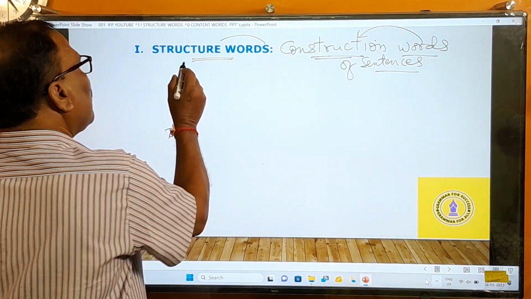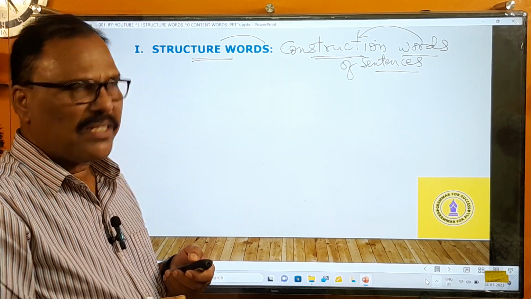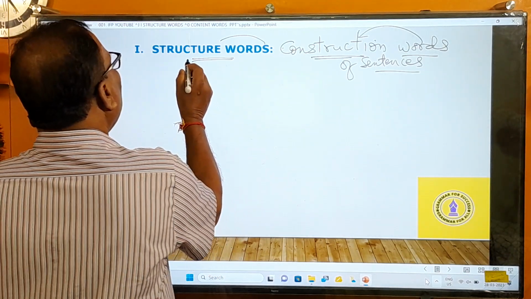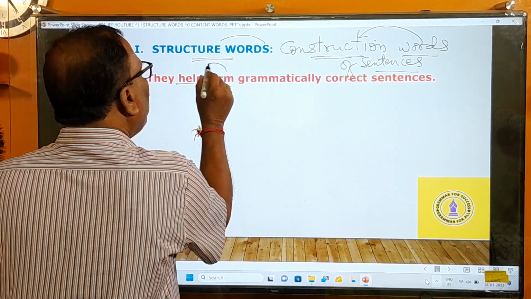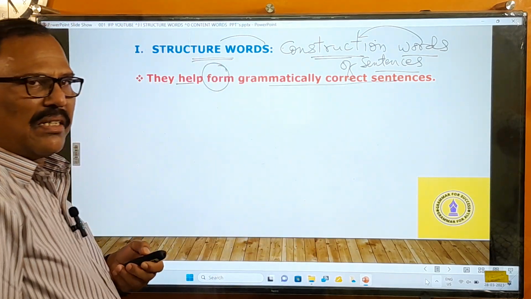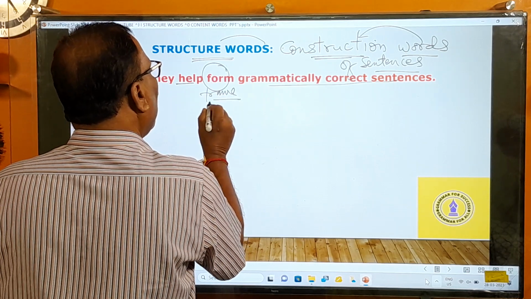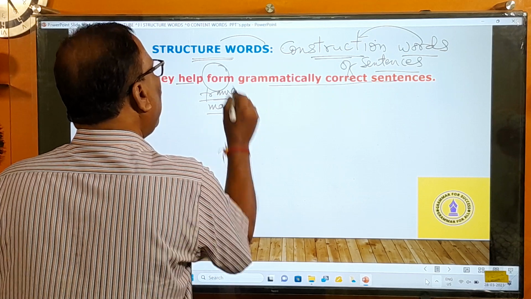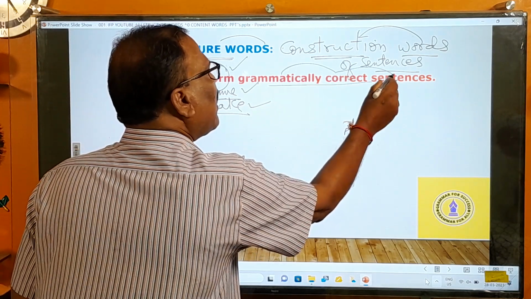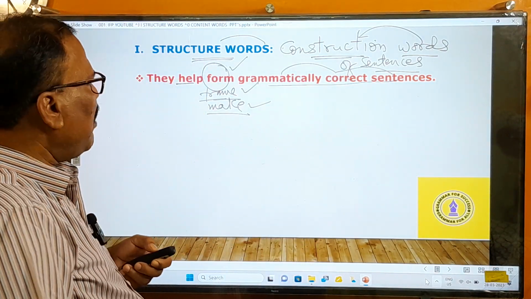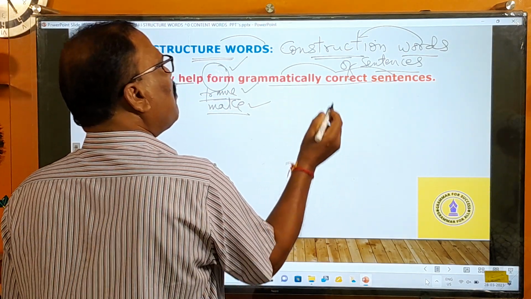Construction words means words used in the construction of sentences. And these structure words, okay, they are also called grammatical words and function words. But why are they called structure words? Here they help form grammatically correct sentences. I mean to say they help form or frame or make grammatically correct sentences, okay? For example, I'll give you one or two examples to make you understand this.